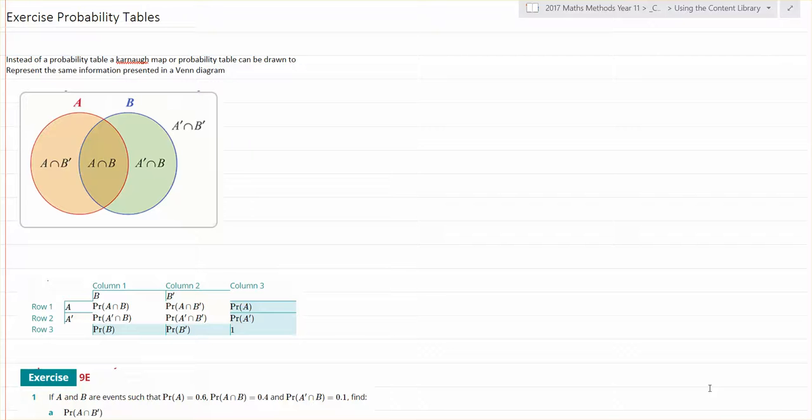This is for Year 11 Methods. We're going to look at Exercise 9E. We're going to look at probability tables, also known as Karnaugh maps. You would have learnt this in Year 10 Methods Pathways, but it's always good to revise.